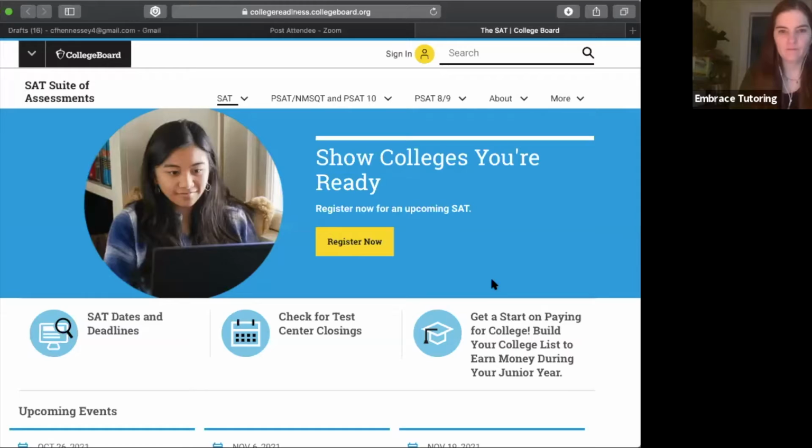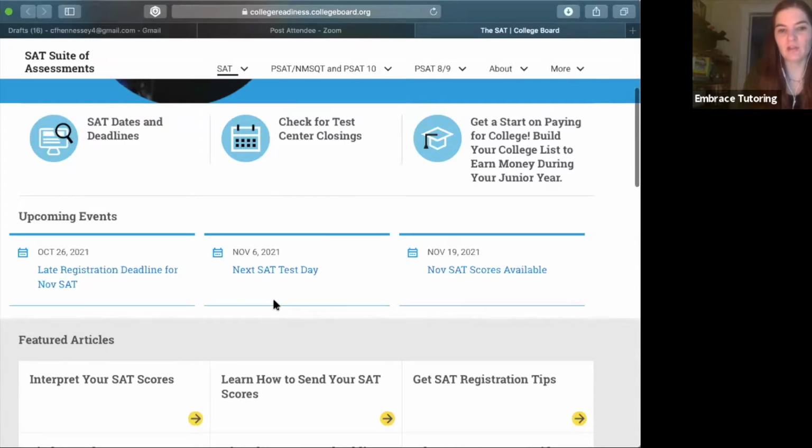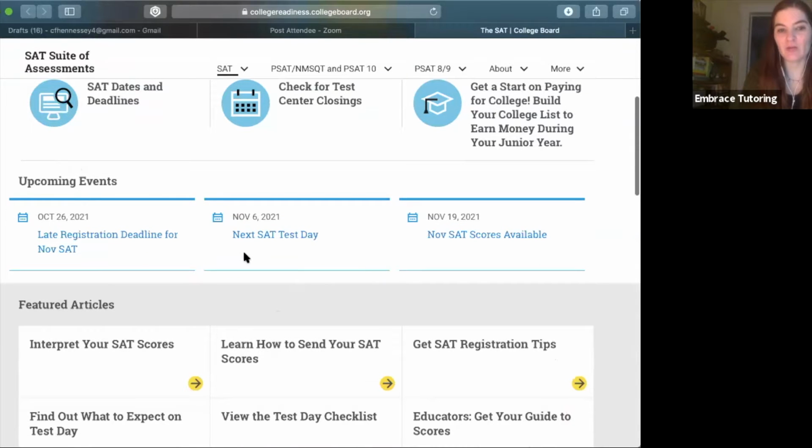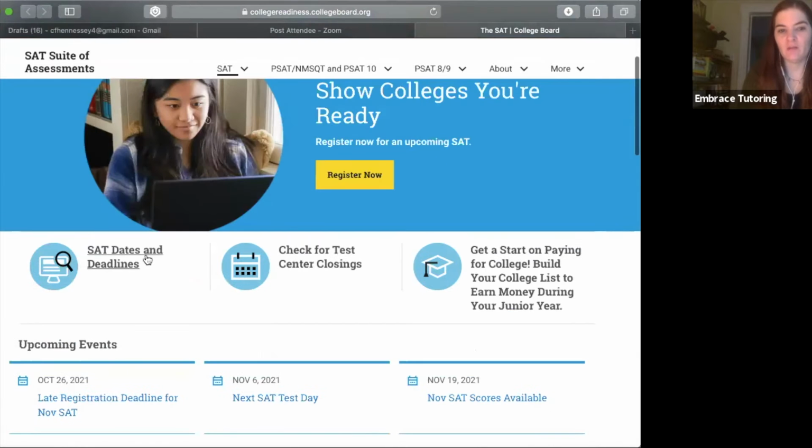I'm going to stop sharing my other screen. Okay. So when you click this for the College Board's website for the SAT, you want to go to the SAT section of the College Board because they cover many different things. You do want to be looking at things like registration, SAT dates and deadlines. That means the deadlines that you need to meet in order to register for a particular test day.